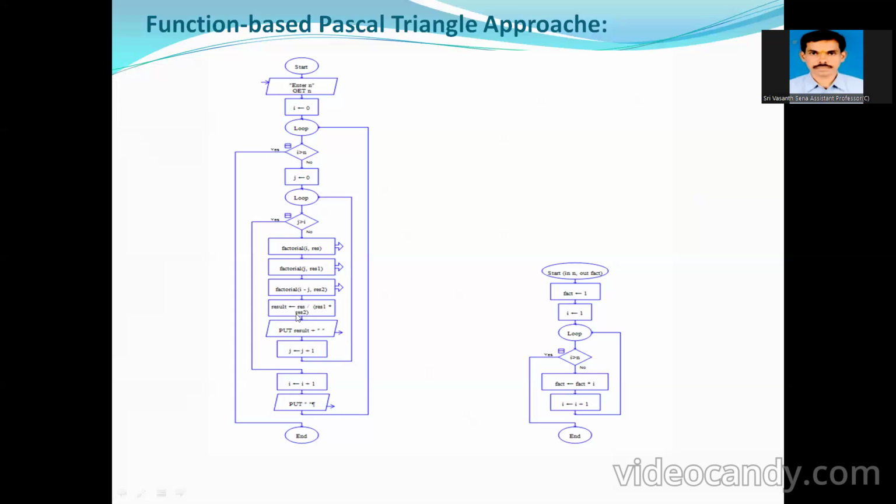Based on the BODMAS rule, you need to evaluate this value, and the result will be stored in the variable result. Then you need to print the result value and increment the j value: j becomes j plus 1. So the inner for loop is repeated for each value in the particular row. Next, by incrementing the i value, it goes to the next row.